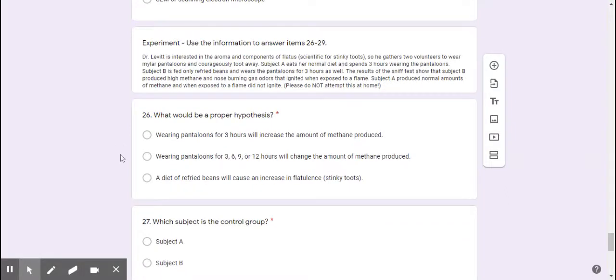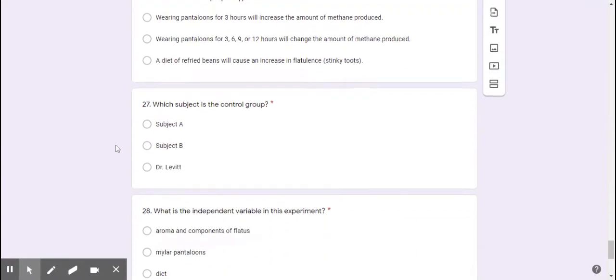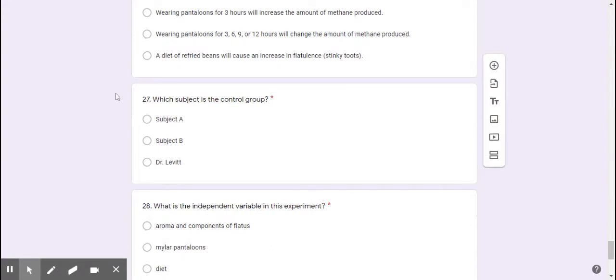Wearing pantaloons for 3, 6, 9, or 12 hours will change the amount of methane produced. Or a diet of refried beans will cause an increase of flatulence or stinky toots. Number 27. Which subject is the control group? Subject A, Subject B, or Dr. Levitt?